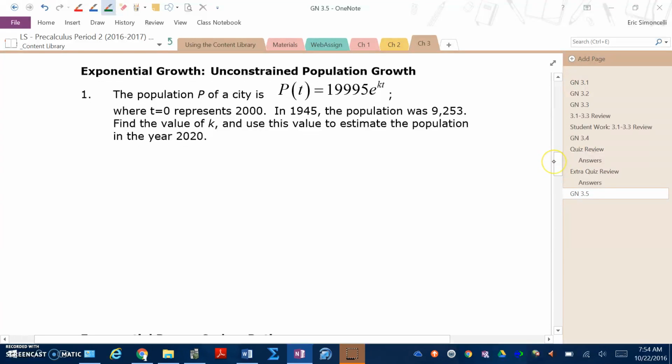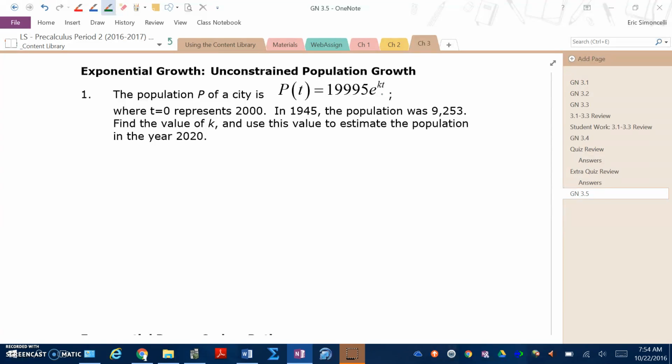So exponential growth, unconstrained population growth. We're going to do a word problem here, and here's how it reads. The population P of a city is P of t equals 19,995 e to the kt power, where t equals 0 represents 2000. In 1945, the population was 9,253. Find the value of k and use this value to estimate the population in the year 2020.